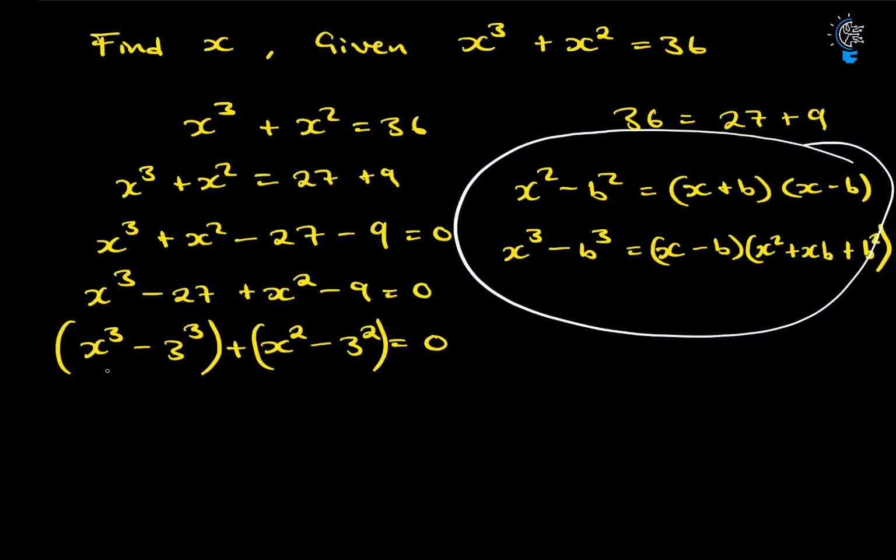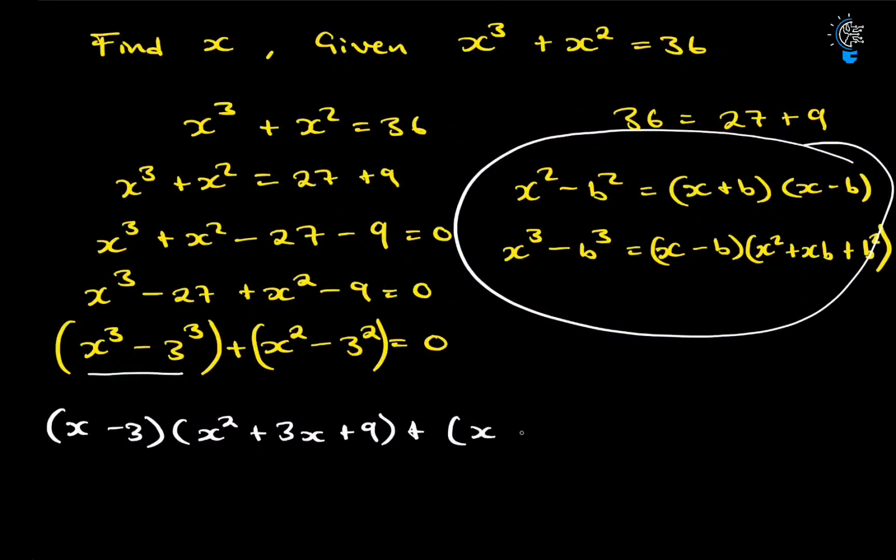Okay, so on this part we're going to get x minus b open x squared plus xb. Now in this case it's not b, it's 3. We can put 3 there. So here we can write it as 3x plus 9 closed plus open x plus 3 and x minus 3 is equals to 0.